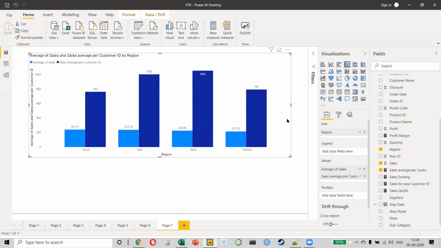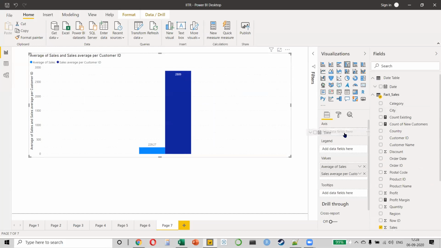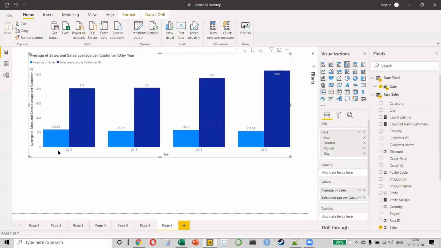And the best part is, if I remove my region and if I keep my order date here, what will happen? Now it will tell me that for 2013, 14, 15 and 16, do you see the pattern, everyone? 242, 223, 235, 220. That means that every year, my average transaction size has not actually increased. See, it decreased, then it increased a little bit, then it decreased again. But the good sign is that the average of all my customer ticket sizes are increasing every year, right?